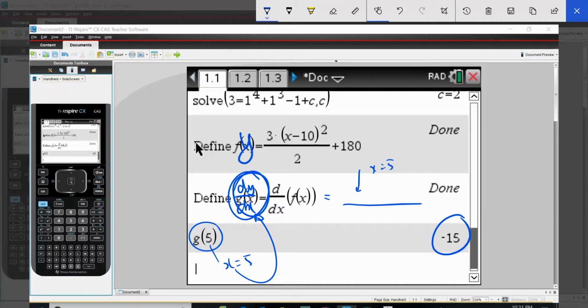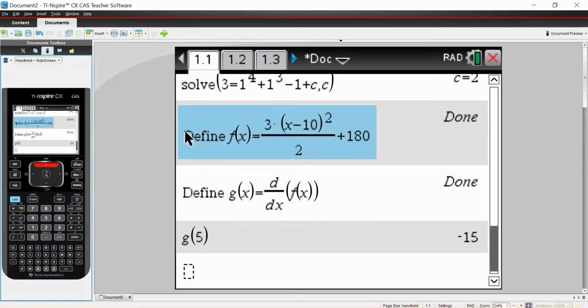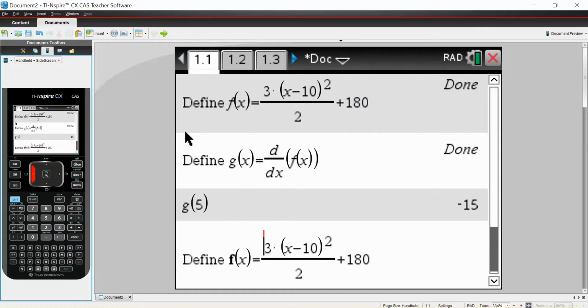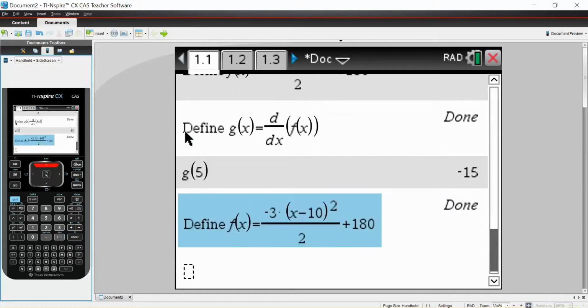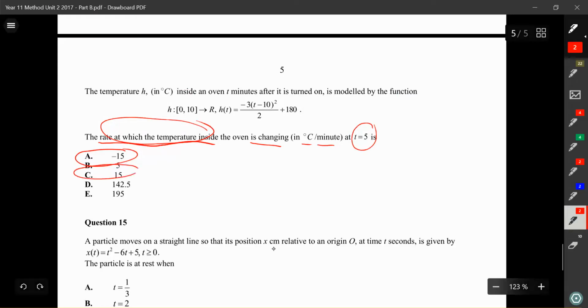Did I forget something? I feel like I did. Sorry, in my defining, I forgot to define with a negative, so my answer was wrong. There you go. Yeah, it should be 15, because I forgot the negative there. My bad. But anyways, you get what I was doing, okay? You got your function, derive it, find the gradient, sub y value, and so it should have been C, actually, because I just noticed something was a bit odd there. But there you go. I forgot the negative.